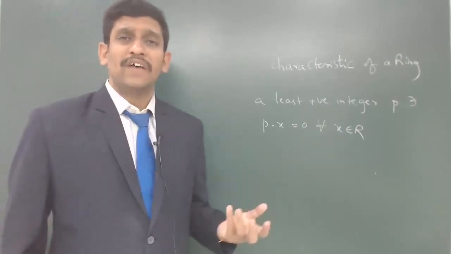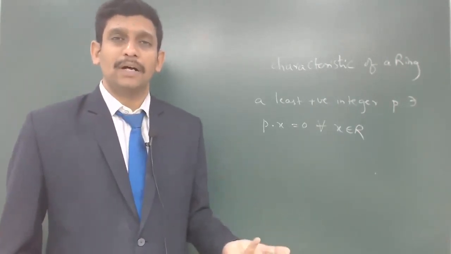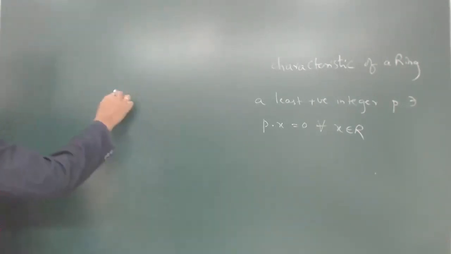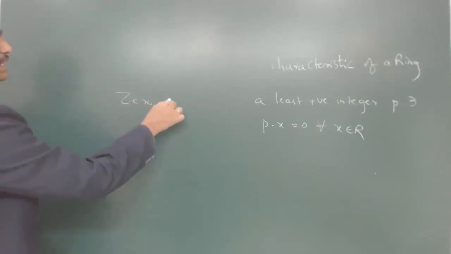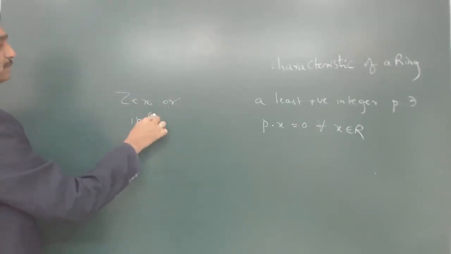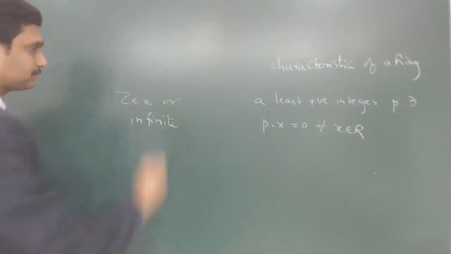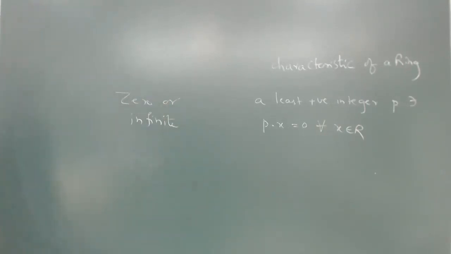And whenever you cannot find such a number, we say that the characteristic of the ring is either 0 or infinite. If you fail to get such a positive integer, then we say that the characteristic of the ring is either 0 or infinite. That was the thing.